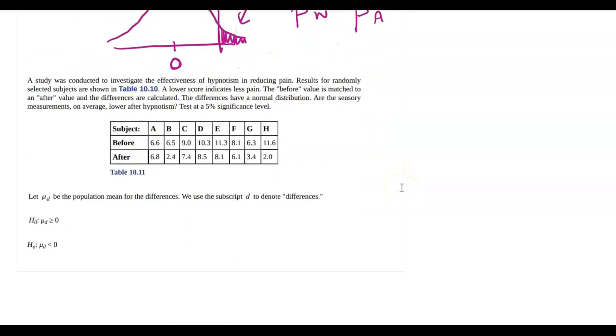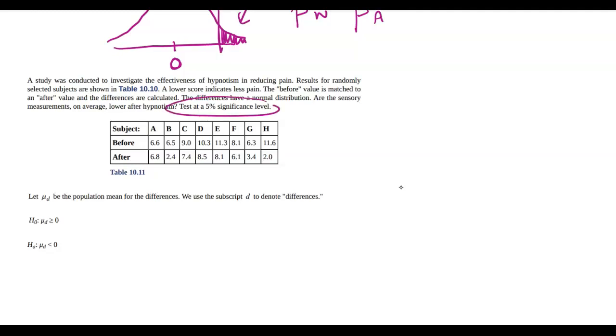All right, this is our last example. A study was conducted to investigate the effectiveness of hypnotism in reducing pain. Results for randomly selected subjects are shown. The lower score is less pain. There is a before and an after value. And the differences follow a normal distribution. That's nice. Again, they give us a significance level.